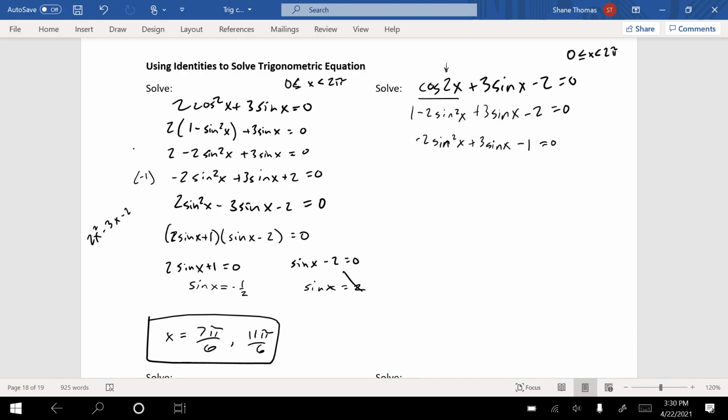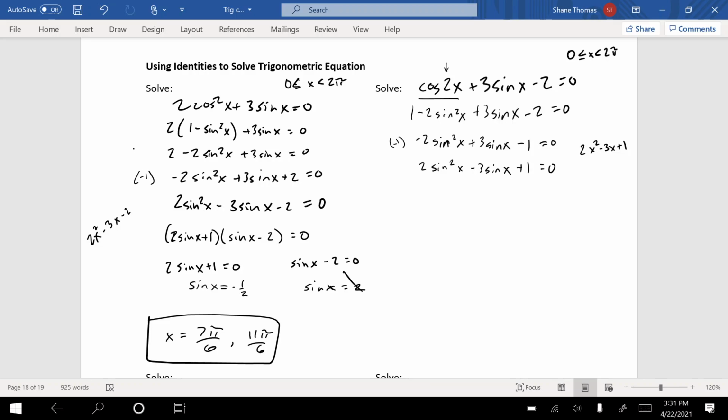Okay, so now I have this in a polynomial form, a trinomial form. Okay, it would be a negative. So let's get rid of that negative real quick. Multiply everything by negative 1. That leaves me a 2 sine squared x minus 3 sine of x plus 1 equals 0. If I want to factor this, it would be in the form 2x squared minus 3x plus 1. So that guy's going to factor to 2x minus 1 and x minus 1.